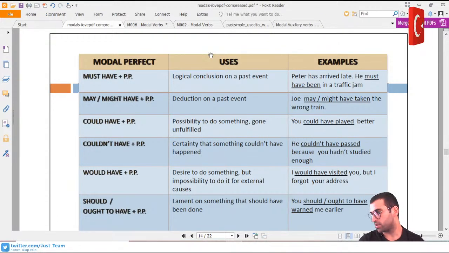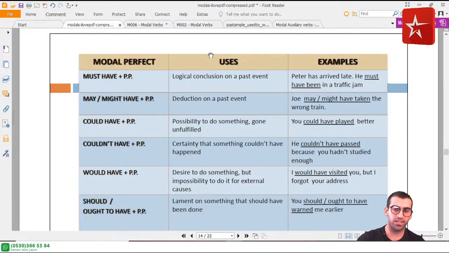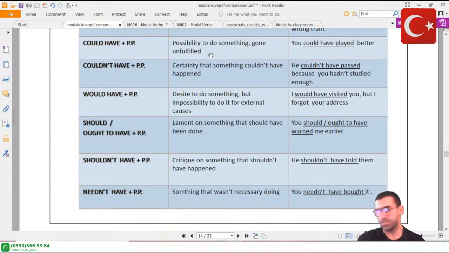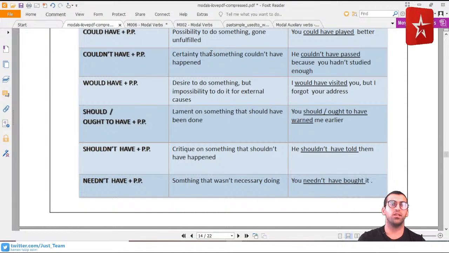Needn't have, don't have to. Actually, like needn't have and don't have to. Yes, they are equal to each other. They have a similar meaning. Needn't have and don't have to. Yes. Next question. Guys, if there's any question, please let me know, and we will continue with exercises related to this grammar.